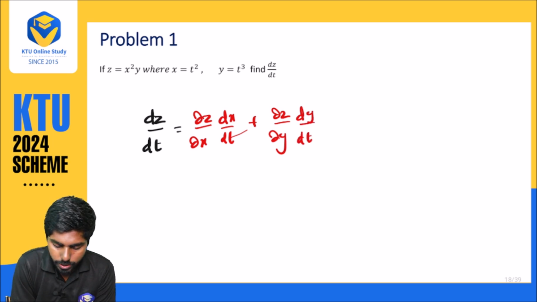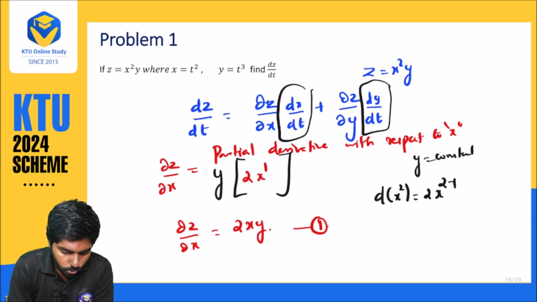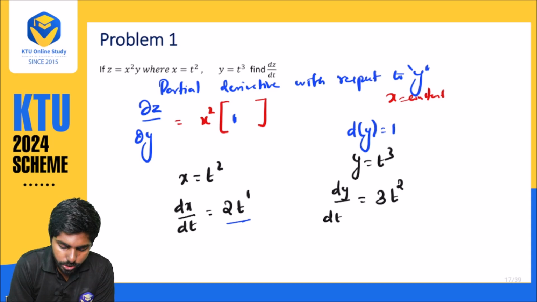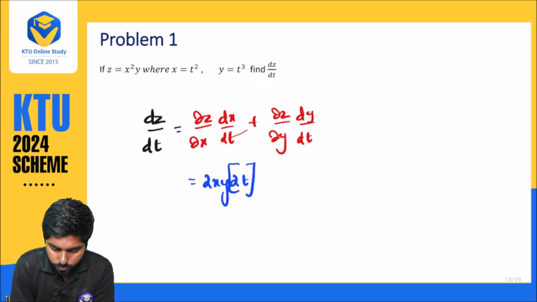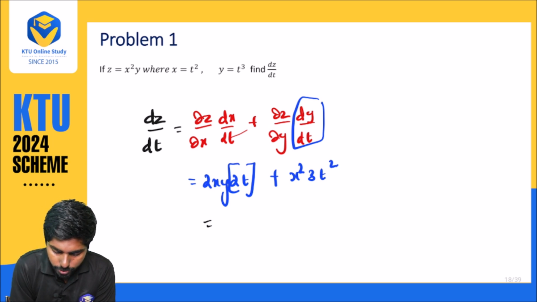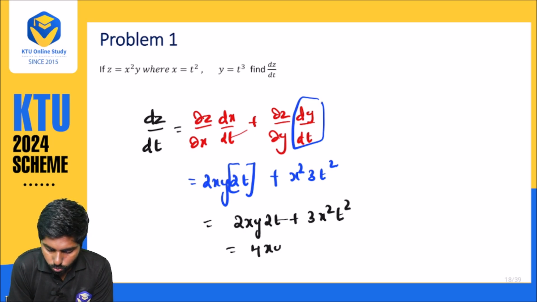So what is the value of ∂z/∂x? That is nothing but 2xy. What is dx/dt? That is nothing but 2 into t. So 2 into t plus, what is the value of ∂z/∂y? That is nothing but x square. And dy/dt, what are we getting? We are getting 3 into t square. So just write it: we will be getting 2xy into 2t plus 3x square t square. That is nothing but 4xyt plus 3x square t square.